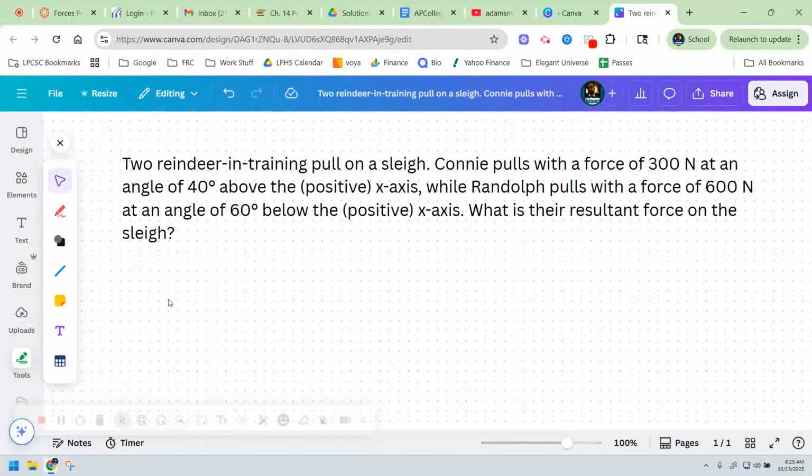So this says that 2 reindeer pull a sleigh. Connie pulls with a force of 300 newtons at an angle of 40 degrees above the axis, while Randolph pulls with a force of 600 newtons at an angle of 60 degrees above the positive axis. What is their resultant vector?